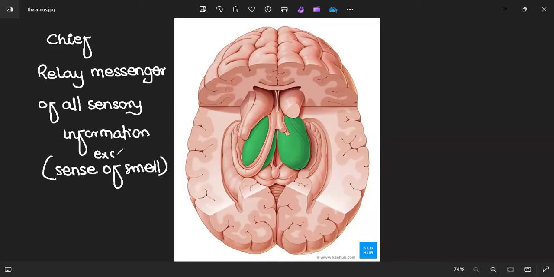Probably except the sense of smell. When we say you are a relay person, what does it mean? It means that before you go to the master, you have to first seek permission. You have to give the information to the thalamus to give it to the master. Do you understand? Yes. So, what sensations do you know of?